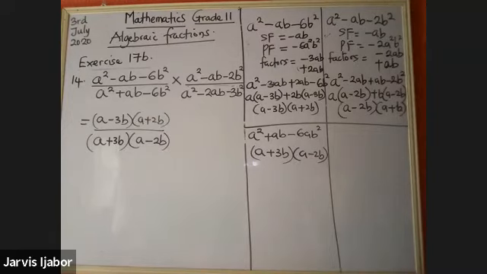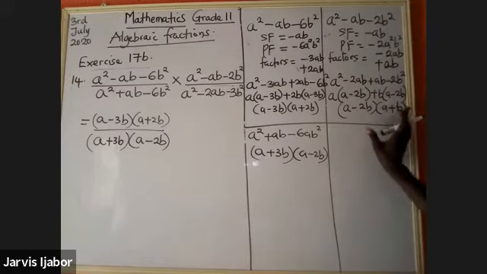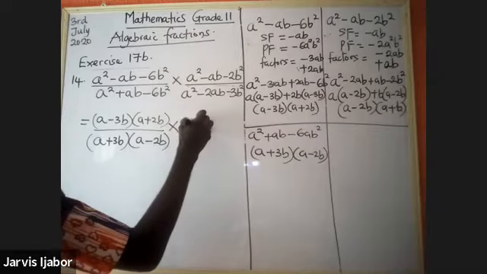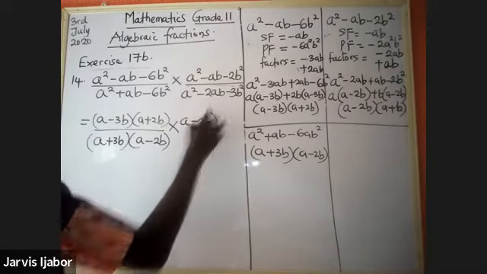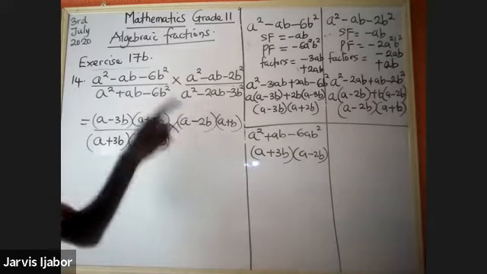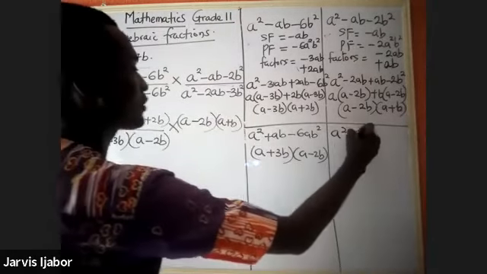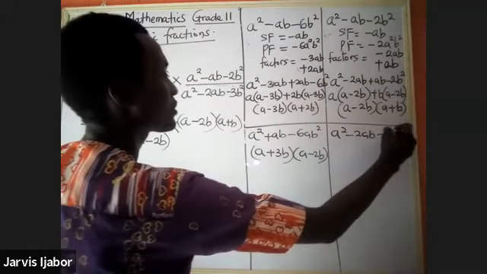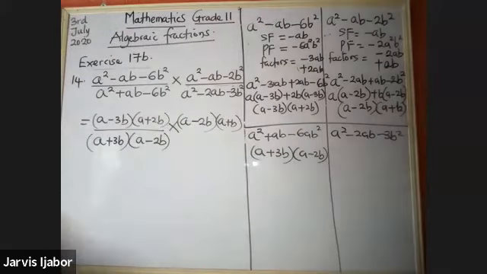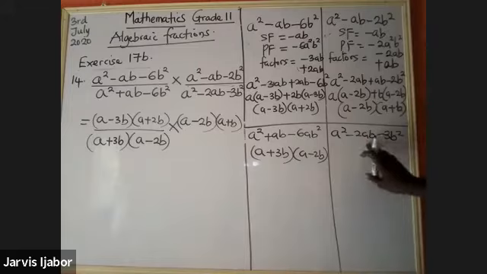So we will now transfer this one here. That will be a minus 2b into a plus b. Now the same iteration works here too. Look at this, a squared minus 2ab minus 3b squared. Okay, this one is quite different. It's quite different from all the others. So this one, we actually need to solve this one out. We need to solve this one out.